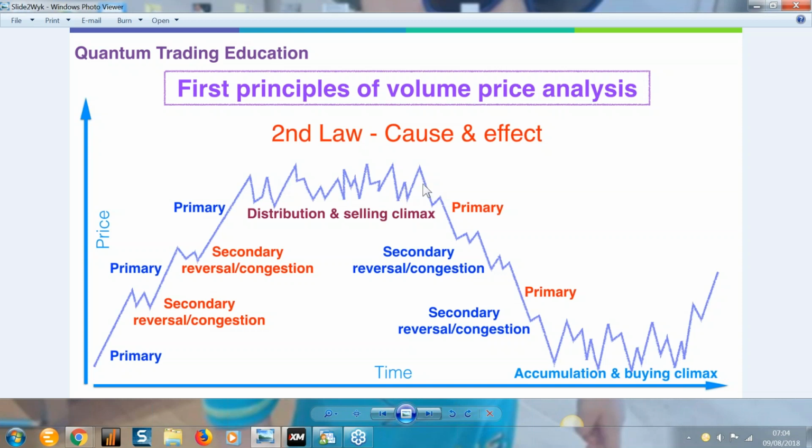How is a distribution phase characterized? It's characterized by a lot of volatility, because it is a major reversal. These are not major reversals at these two points in the trend higher. And then once the distribution phase is over, what we call a selling climax in volume price analysis, it starts to trend lower again, and the process is repeated. You have an accumulation phase, a buying climax, and so on and so forth. And this is a typical price cycle.